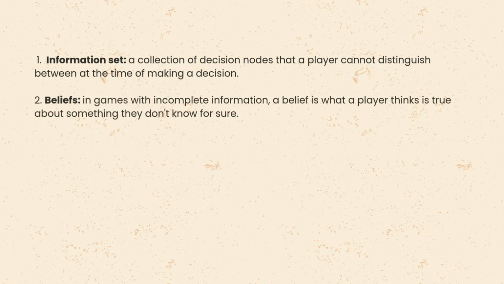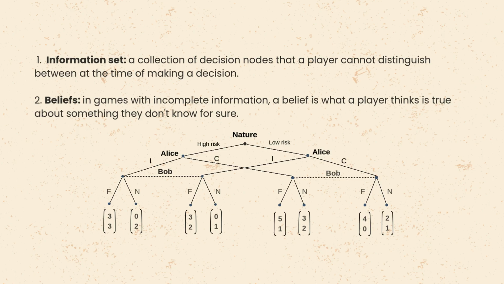2. Beliefs. In games with incomplete information, a belief is what a player thinks is true about something they don't know for sure. Since Bob doesn't know Alice's type, he forms beliefs about the probability of being at different nodes within his information set. Bob will have a belief, let's say beta, that he is at the high-risk Alice invested node, and consequently a belief of 1 minus beta that he is at the low-risk Alice invested node. These beliefs are crucial because they drive Bob's expected payoffs.